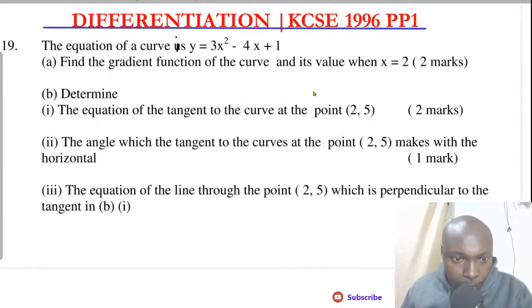Part 2, the angle which the tangent to the curve at the point (2, 5) makes with the horizontal.